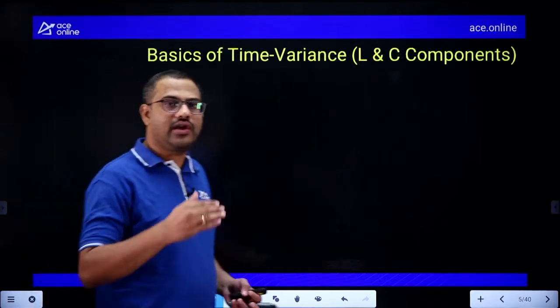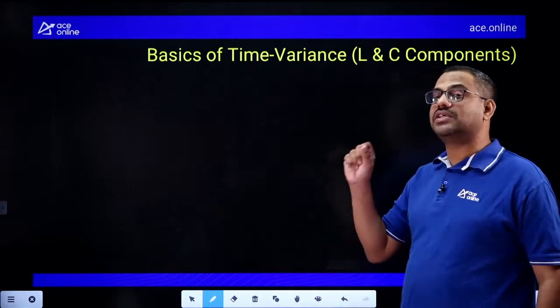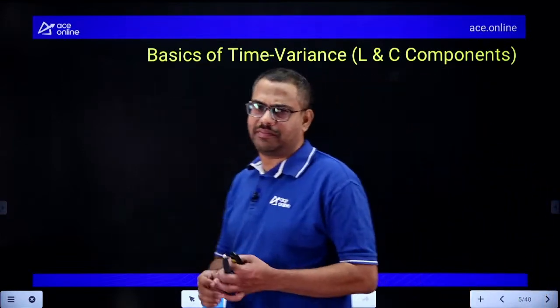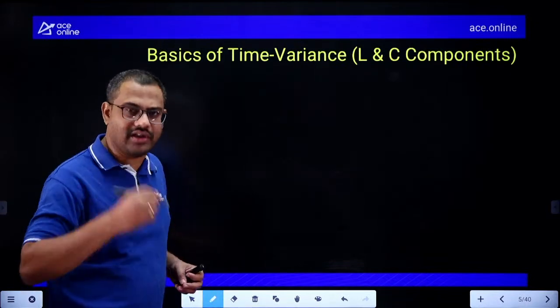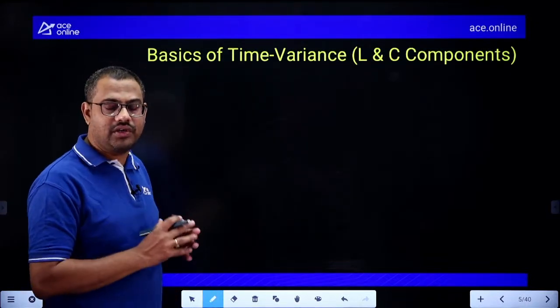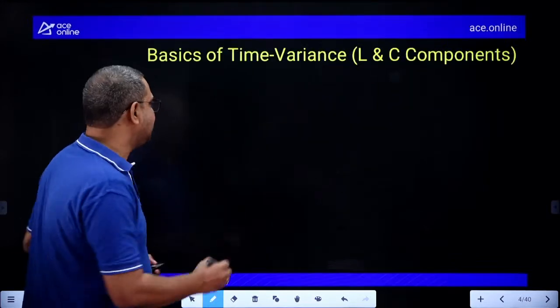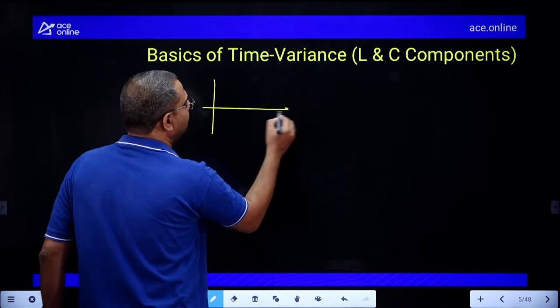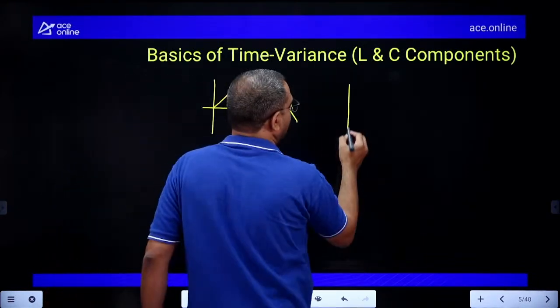Then before I go to AC steady state, we will talk about, yes, the basics of time variance. That means in this small chapter, in my detailed analysis when I do it in my class or even online, I first give time varying signals. Though here we discussed ideal DC, this time I will give a time varying signal like a triangular waveform. Okay, like a sawtooth waveform.